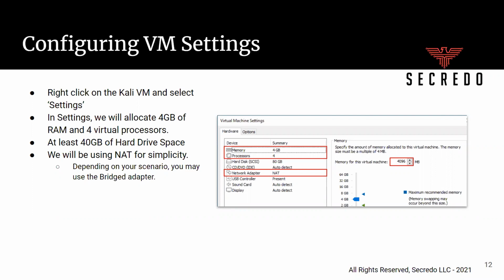Bridged is going to make the VM act like it's its own host, and it's going to give it its own IP address in your home network. So if you are monitoring network traffic, you should see a separate IP address for that virtual machine.